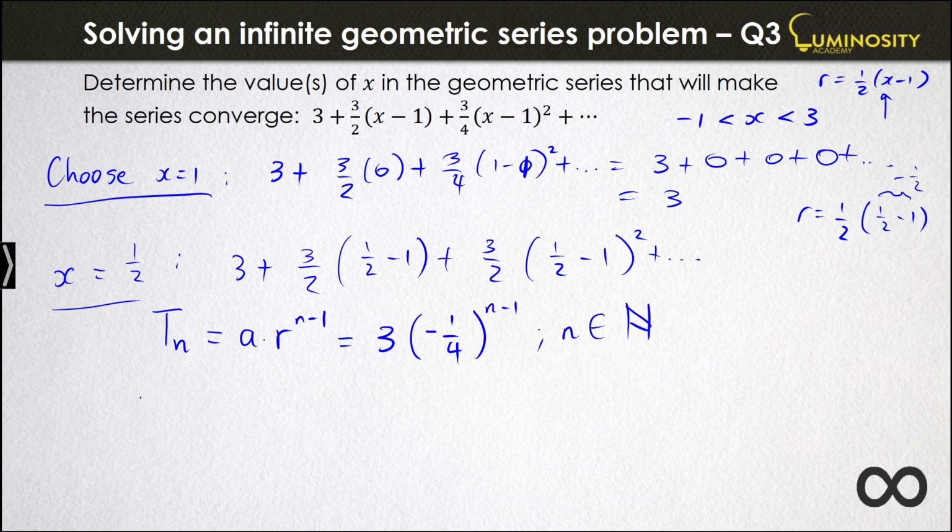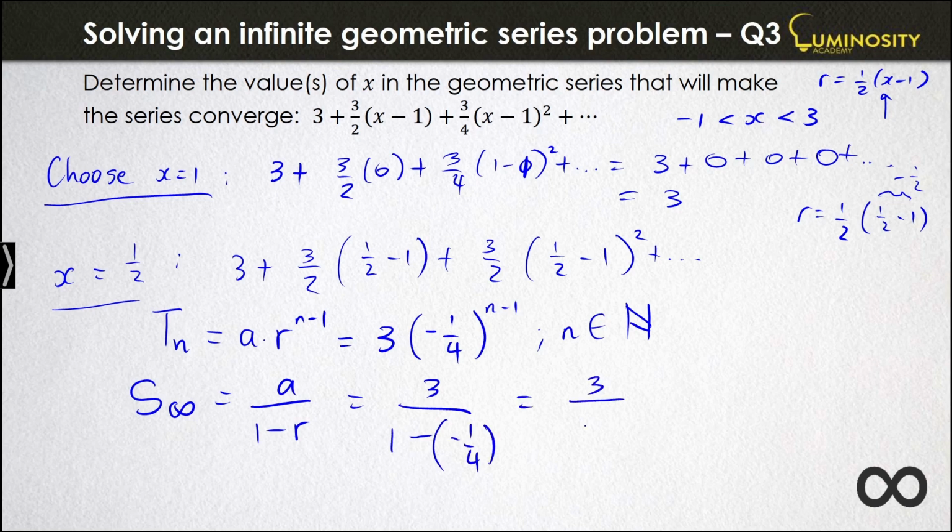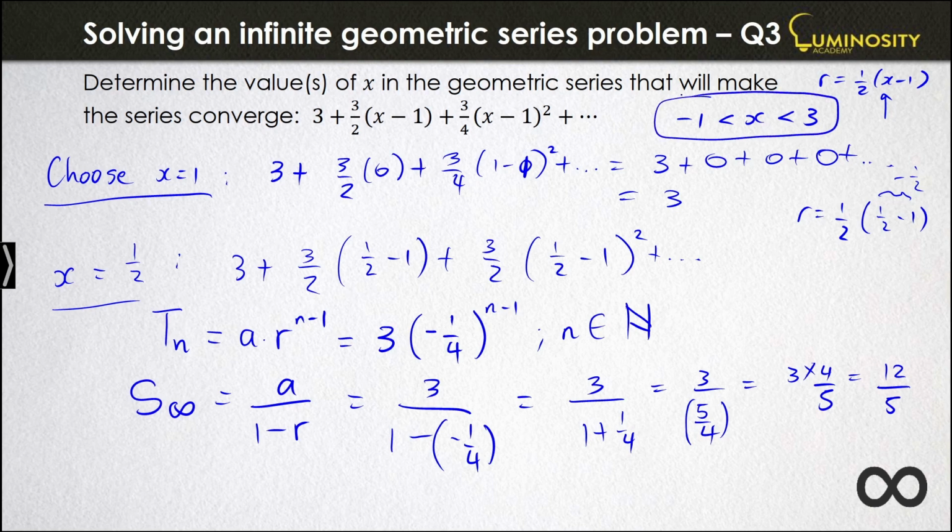And if we add that up, we know that S infinity is going to be a over 1 minus r, which is 3 all over 1 minus negative a quarter. That becomes 3 over 1 plus a quarter. 1 plus a quarter is 5 quarters, and when you divide by a fraction, you multiply by the reciprocal. So I get 12 over 5. And that is the finite value that the sum would converge to if x was a half in this case. Okay, so any x value between here will make this algebraic geometric series converge. All right, I'll see you in the next one.